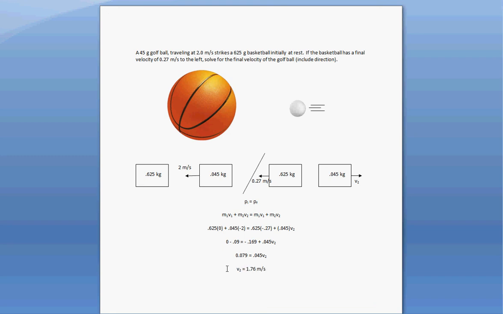Now this answer is positive, which implies that the velocity is to the right, which is just what we drew, so we were correct when we put that there. So we'll say, because it asks for direction, to the right.